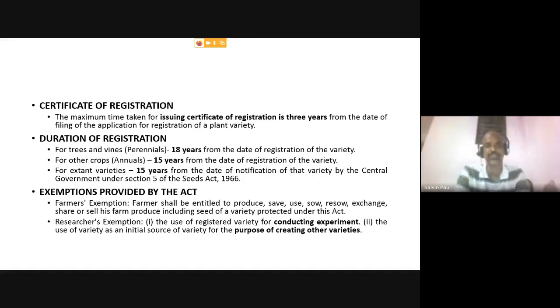The certificate of registration is issued within 3 years from the date of application or date of filing, and mostly for trees and vines you get 18 years of protection, and for other crops you get 15 years of protection, and for extant varieties, that is the currently existing varieties, you get only 15 years. After that it all becomes part of the public domain. But at the same time, all these varieties and breeds can be used for experimental purposes by researchers and for creating and developing new varieties, new breeds, etc. So there is no problem. This act particularly allows research, for conducting research, etc.